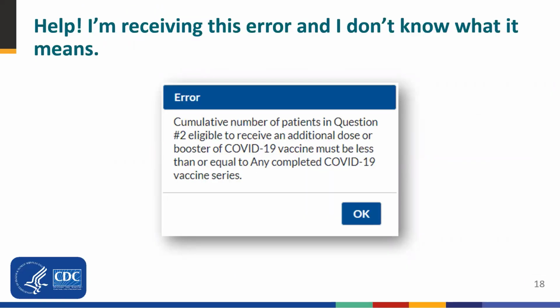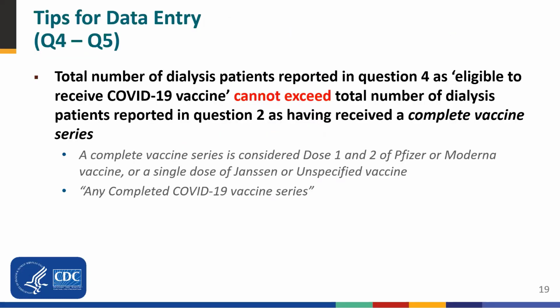A user will receive this error when the number of individuals reported in question 4 as being eligible to receive a booster or additional dose is greater than the total number of individuals reported as receiving a complete vaccine series. The total number of individuals reported in question 4 as eligible to receive COVID-19 vaccine cannot exceed the total number of individuals reported in question 2 as having received a complete vaccine series. This is consistent with eligibility requirements per the CDC interim clinical considerations.